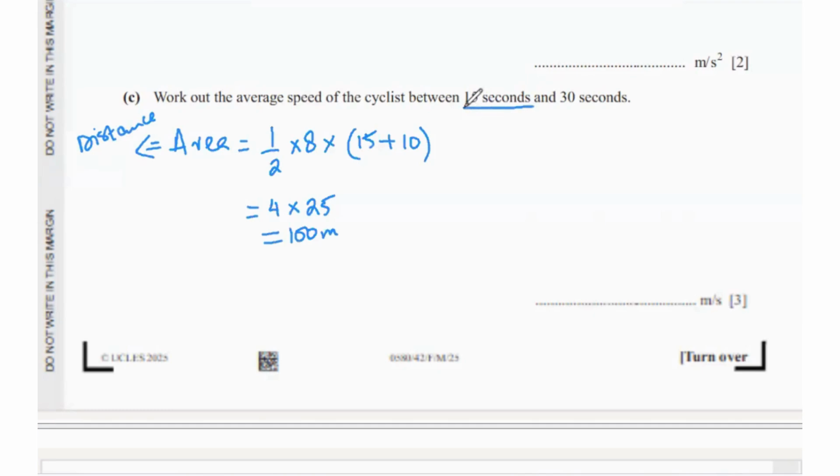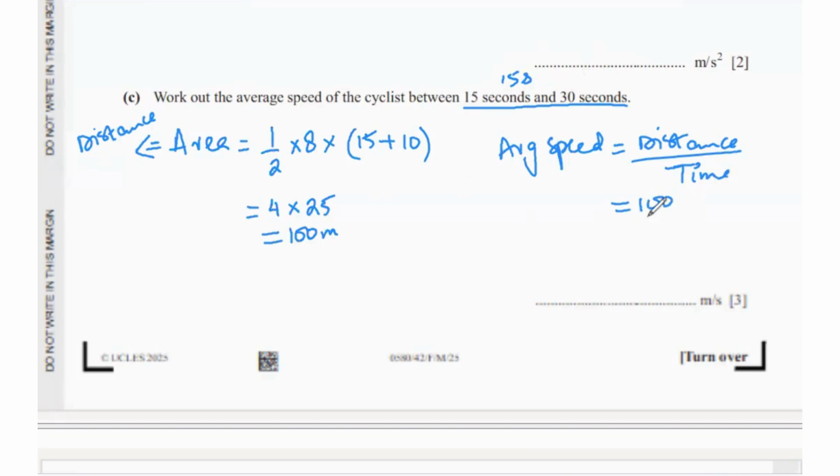Now time is between 15 to 30 seconds, so that's 15 seconds. So average speed is distance over time. Distance for that time period is 100, and this is 15. So 100 divided by 15 is going to be 6.6 recurring, so 6.67 meter per second. That is the average speed that I'm getting.